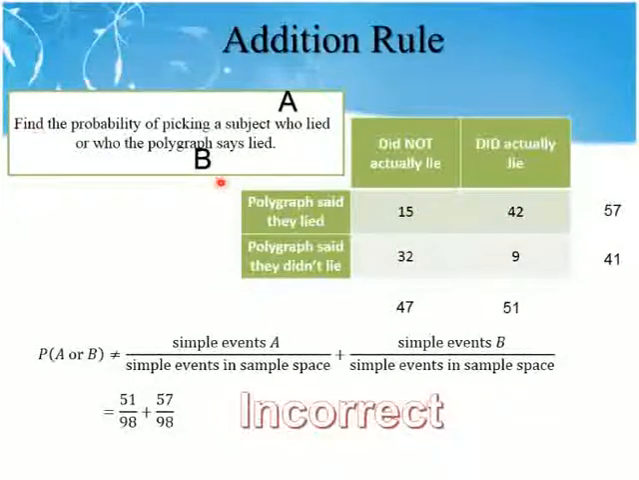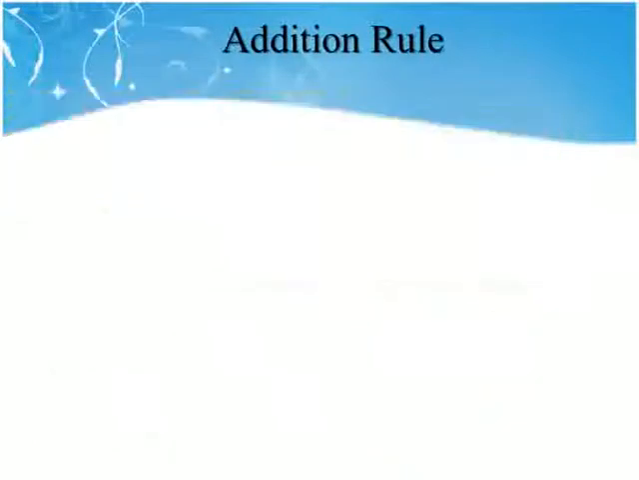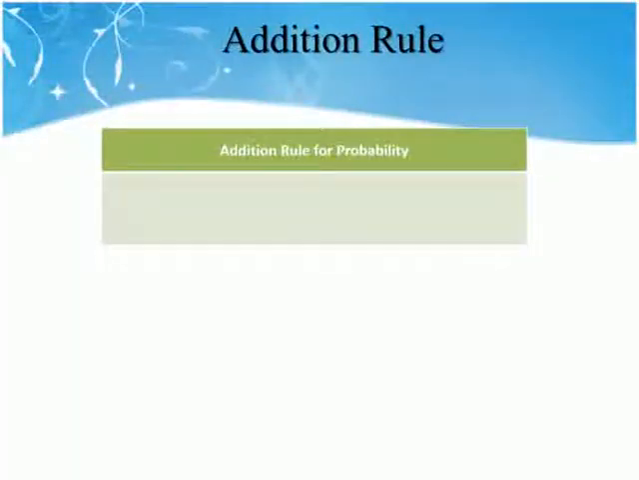So we need to be careful. And basically what's going on is we've double counted the 42 people who did actually lie, because we counted them in our 57, and we also counted them in our 51. So when we try to add these together, we've got 42 double counting in both of them. So let's come back to this in a second, after we look at the addition rule for probability. When you're trying to find the probability of an event A or B happening, you add up the probability of A happening plus the probability that B happens and subtract off the probability that they're both happening. In other words, we have to subtract off one of the places where we double count.